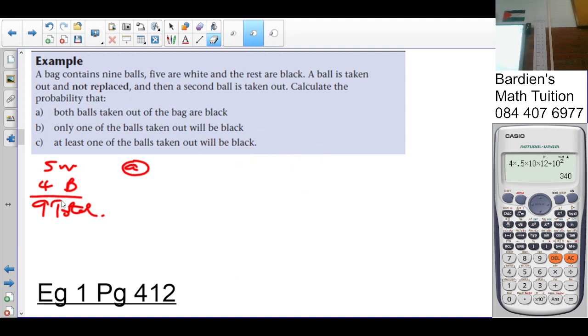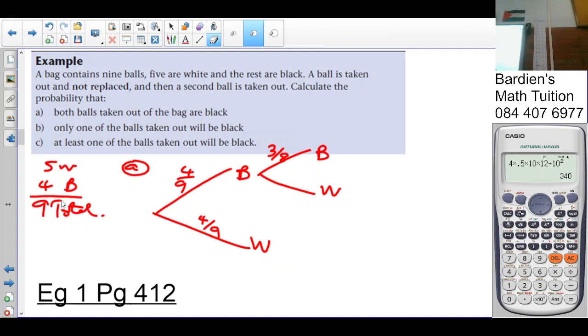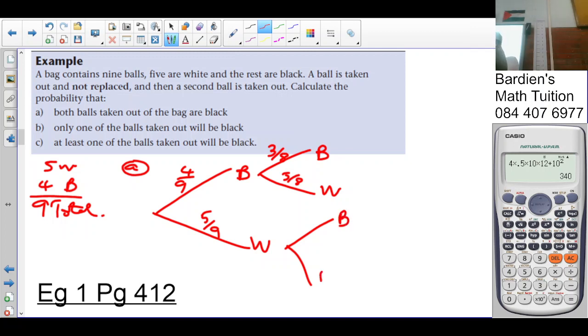Shouldn't I write it a bit bigger? There's black and white. We said for black it is 4 out of 9, and for white it is 5 out of 9. If the first ball was black, then black is 3 out of 8, and white is 5 out of 8. If the first ball was white, what's the probability of drawing a black ball? 4 out of 8. And white? 4 out of 8.